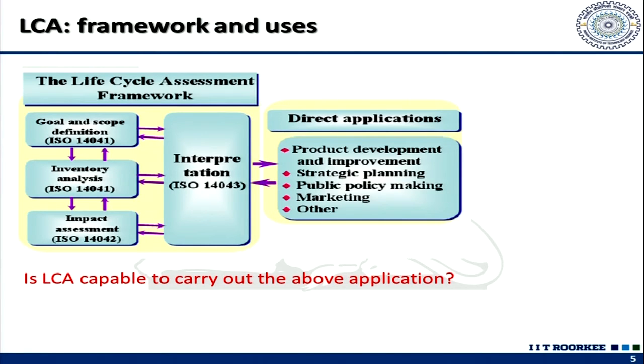And this particular tool has been used for different aspects. For example, it is used for product development and improvement. If you want to make a low-impact product, you can use LCA. You can use it for strategic planning. It is used for public policy making to some extent, and you've probably heard about carbon footprint analysis, the carbon footprint of a product. You've probably heard about eco labels. Those are all actually done through LCA. Okay, so LCA has a number of applications.